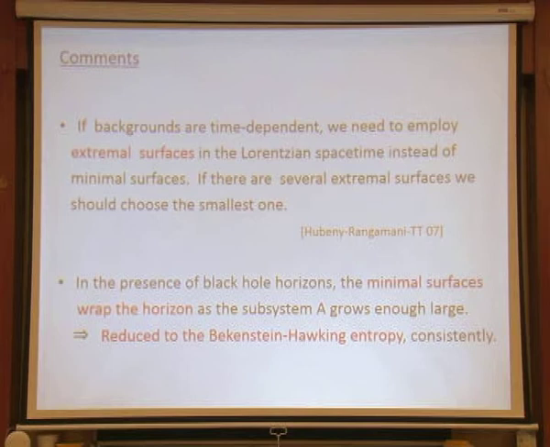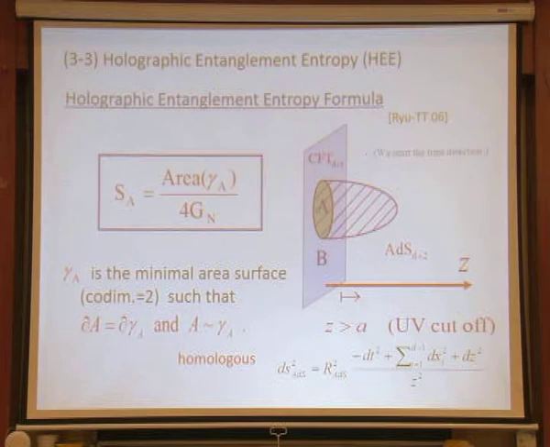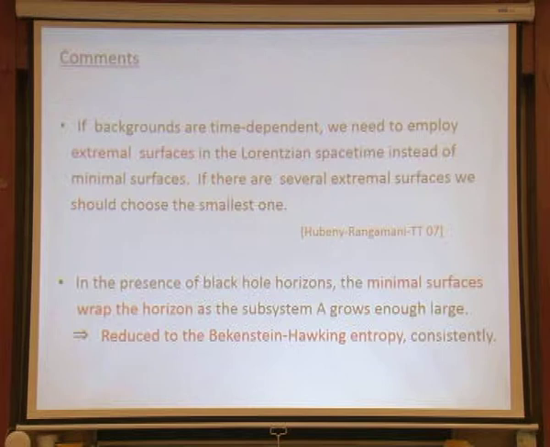And also, quickly mention that the formula looks very similar to the Bekenstein-Hawking formula. Indeed, in the presence of a black hole horizon, if we take this subsystem to be very large, this minimal surface tends to wrap the horizon completely. And this wrapped part contributes to the Bekenstein-Hawking entropy. This contribution from the wrapped part is given by the Bekenstein-Hawking formula. So for this consistency, we should have exactly the same form as the Bekenstein-Hawking form.